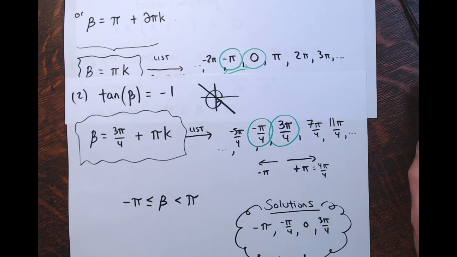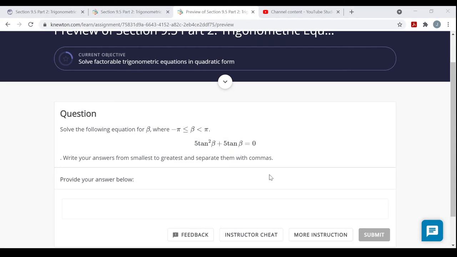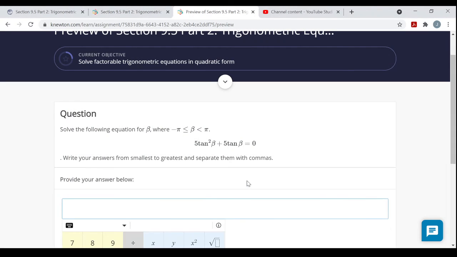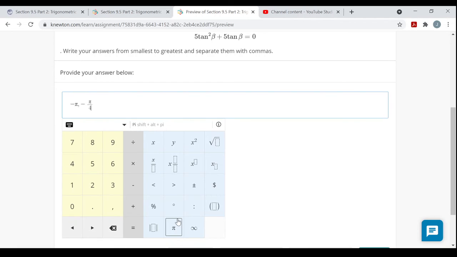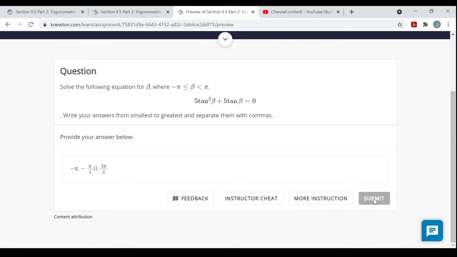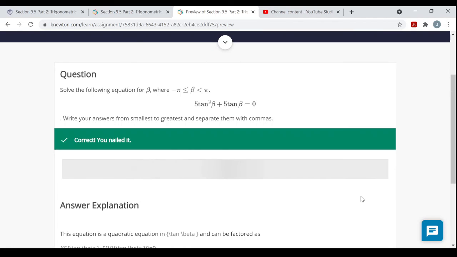Okay? All right, so back here, typing those in. So first, negative pi, and then separated by commas, right? So comma, then negative pi over 4, comma, 0 for beta is a solution, comma, and then 3 pi over 4. And that's it, those 4 numbers. Hooray.